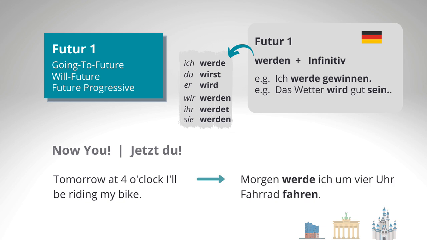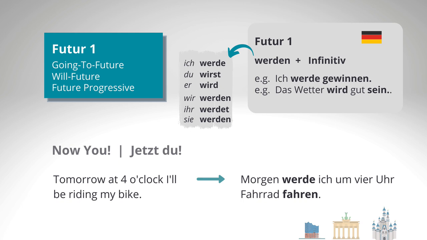Then we look for our subject and the main verb of our sentence. The subject is I, ich. And the main verb is to ride a bike, so ride. In German, fahren. So we know that this one needs to be in the infinitive and at the end of our sentence. So now we need our Hilfsverb, our auxiliary verb.